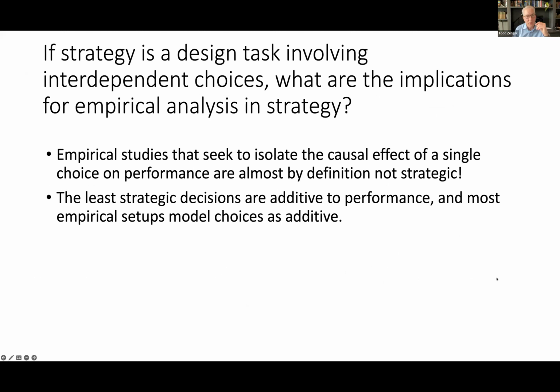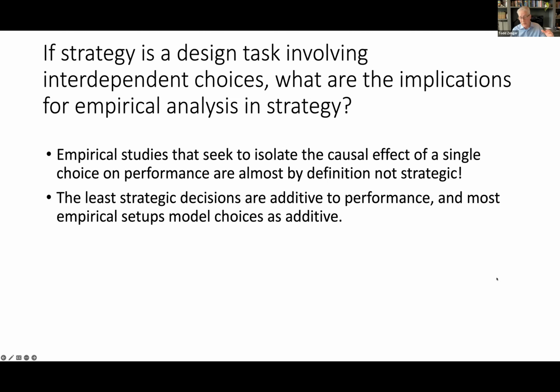All right, the last point I want to make before I say a few summary things is that if strategy is a design task involving interdependent choices, I think it's interesting to think about the implications for empirical analysis and strategy. So the whole trend clearly in empirical work in strategy is about isolating causal effects. That is, isolating the effect of a single choice on performance. And I would argue that almost by definition, the further down that path you go, the less strategic the decision is that one is looking at, right?